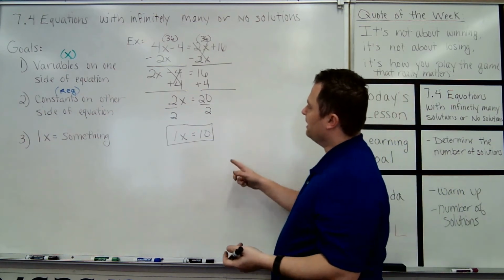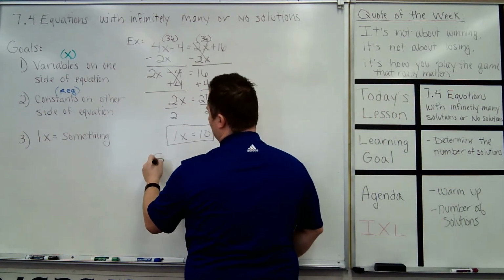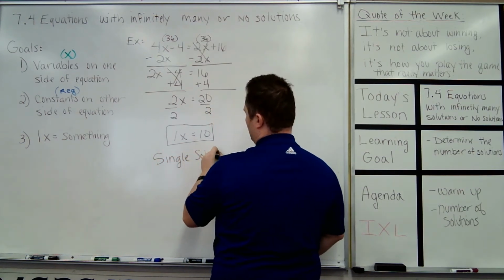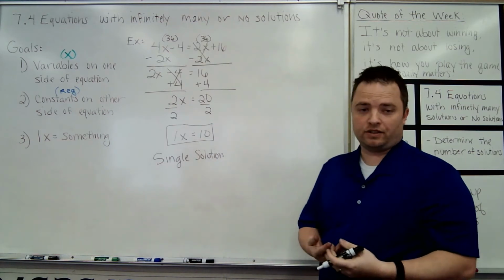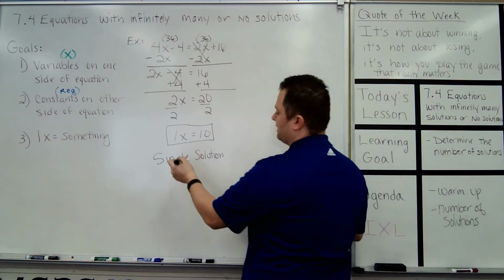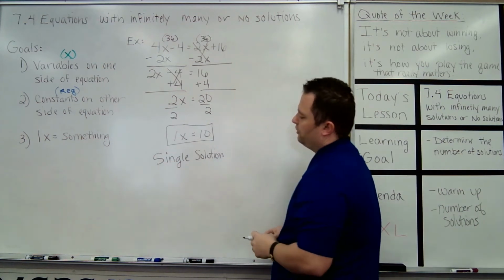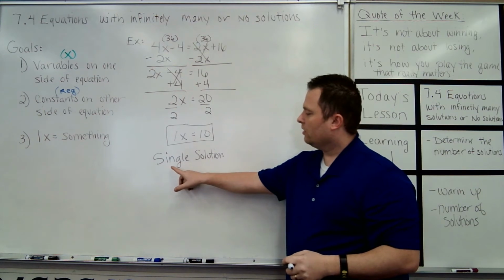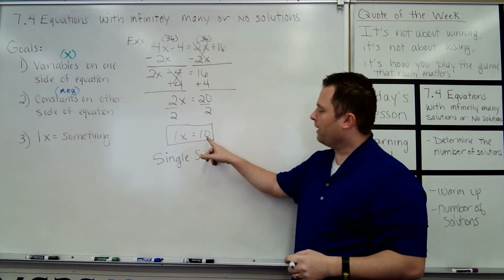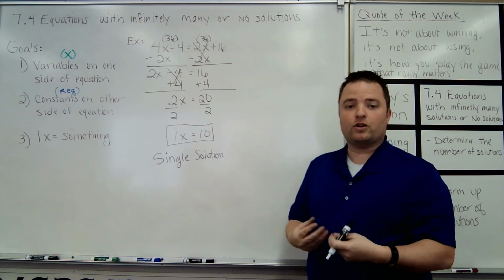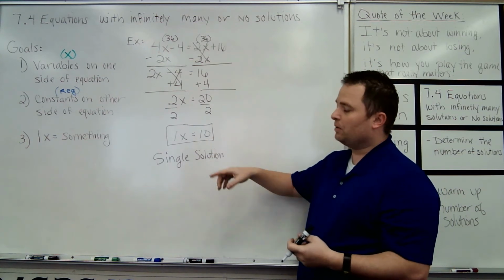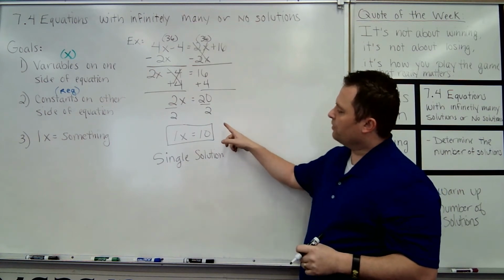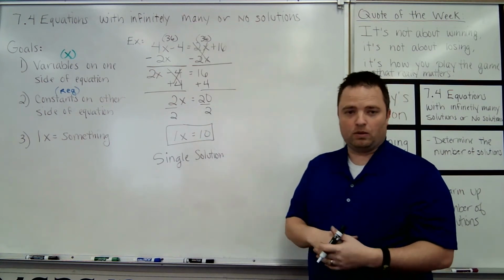Well, this is an example of a single solution, meaning there's only one answer. There's only one value of x that would work, where x is equal to 10. That would make both sides equal. There are no other values where x could be equal to 5 or 7 or negative 10. There's no other value of x which will make both sides equal.